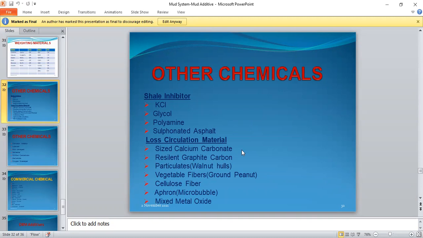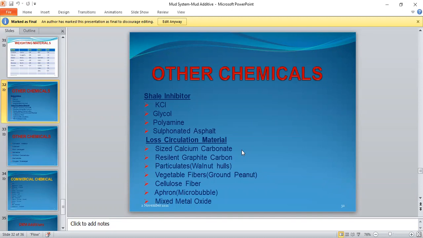Resilient graphite carbon. Now, graphite is a form of carbon, amorphous carbon, another form of carbon. It can also be used for lost circulation. Graphite also will give you lubricity in your mud.